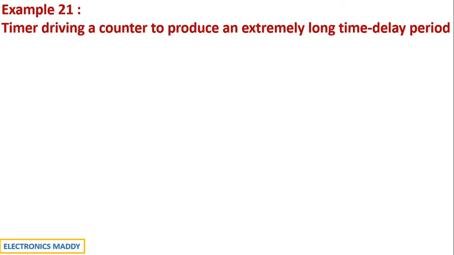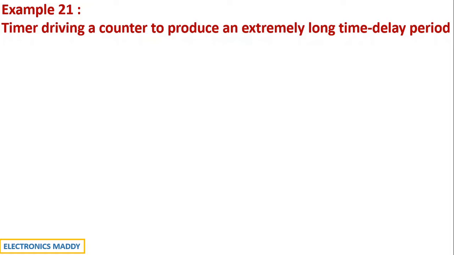In today's video, we're going to take a look at example number 21, which is timer driving a counter to produce an extremely long time delay period. So this is one of the most simple and straightforward programs. Having seen timers and counters working, we will be utilizing both of them in this particular example, and we will understand how timer will be able to drive the counter and produce extremely long delay period.